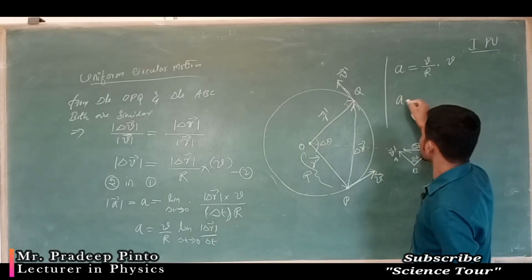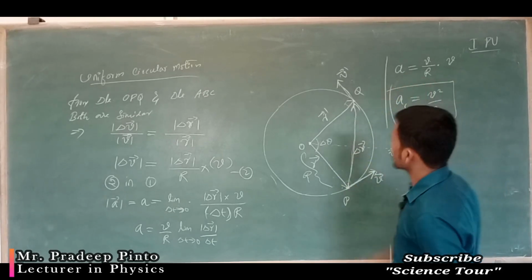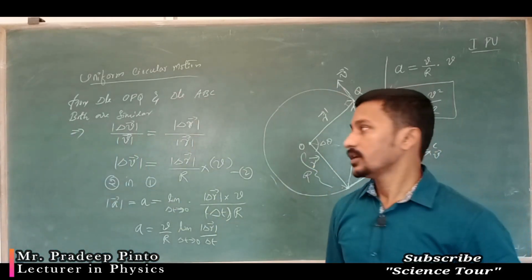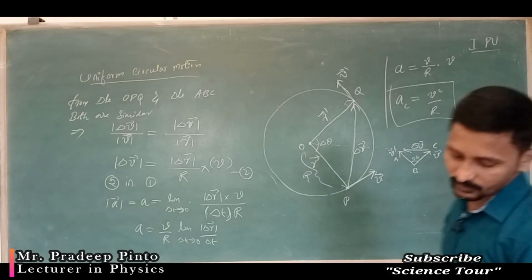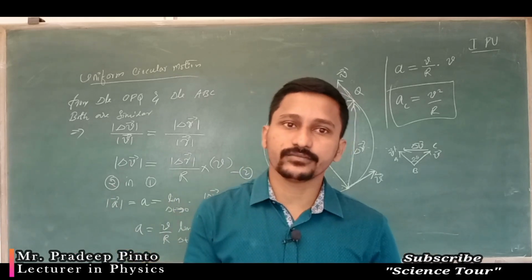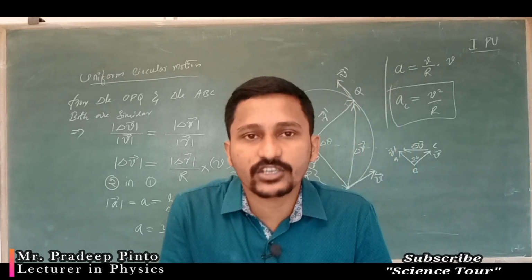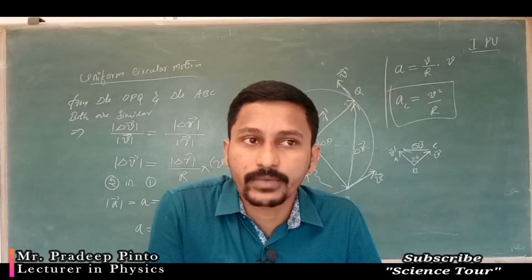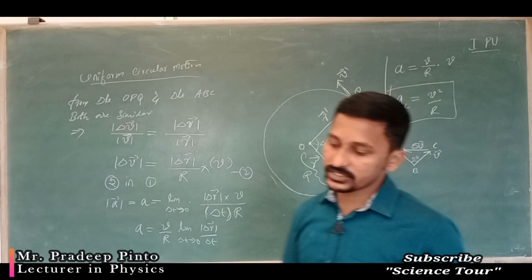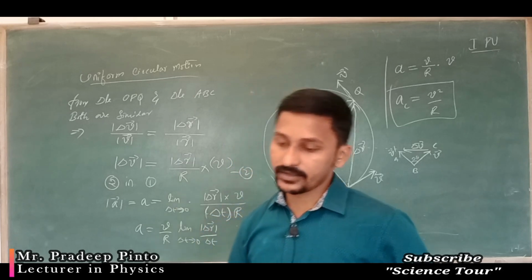So you get acceleration equal to V squared by R, and this is called a_c, the centripetal acceleration. For 5 marks this derivation may come; it is very important. What do you mean by centripetal acceleration? It is always center seeking, towards the center. The expression is a_c = V squared by R. They are going to ask for the definition.